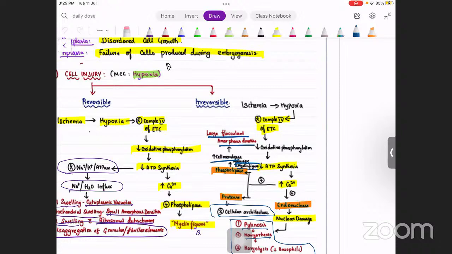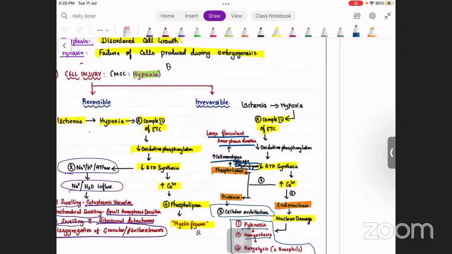Okay, then you have an irreversible one. Same, ATP production decreases and calcium will be increased. Increase in calcium will activate three enzymes. What are they? Endonuclease, protease, and phospholipase. Phospholipase, you already know, myelin figures will be formed, and cellular membrane damage could result in the large flocculent amorphous density. Okay, and protease causes cellular membrane disintegration, or lack of your cellular membrane.